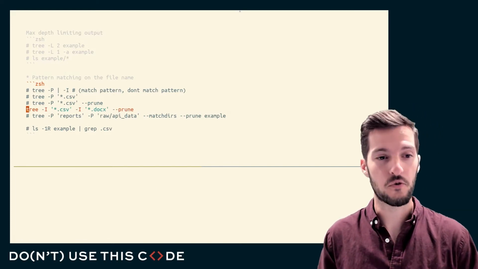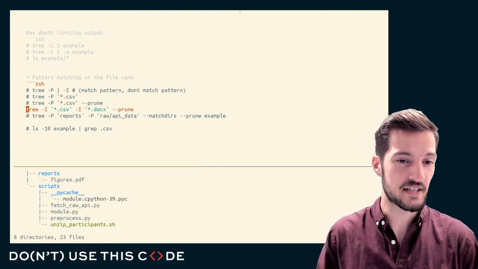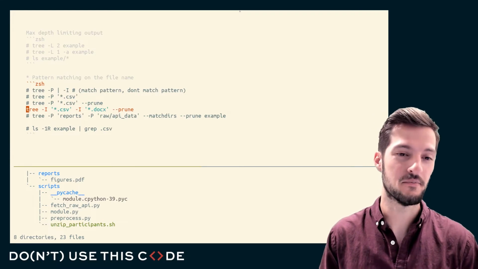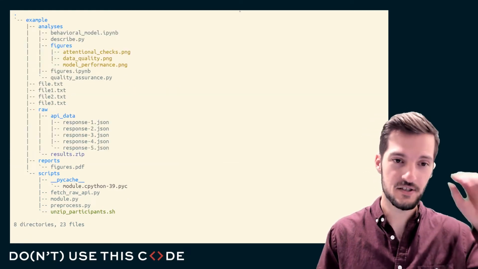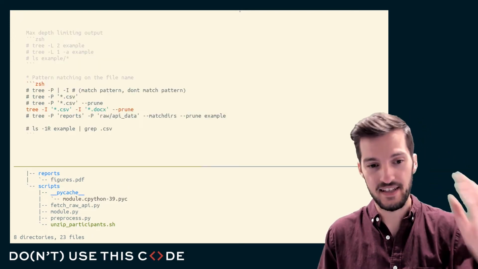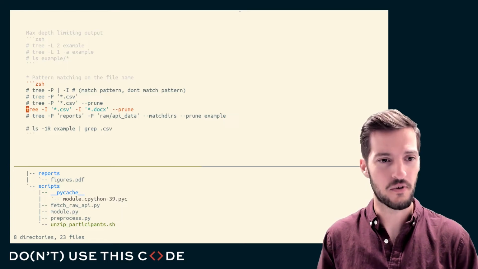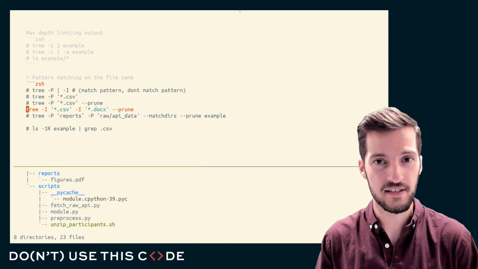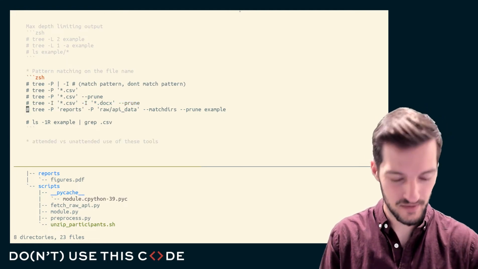You can even perform inverse matching. So if I don't want to see any of the CSVs or any of the Microsoft Word documents, I can use the -i flag to locate any files that do not end in those patterns. And so this becomes a very useful tool, like I said, almost like find, except you get that really great tree pattern out.